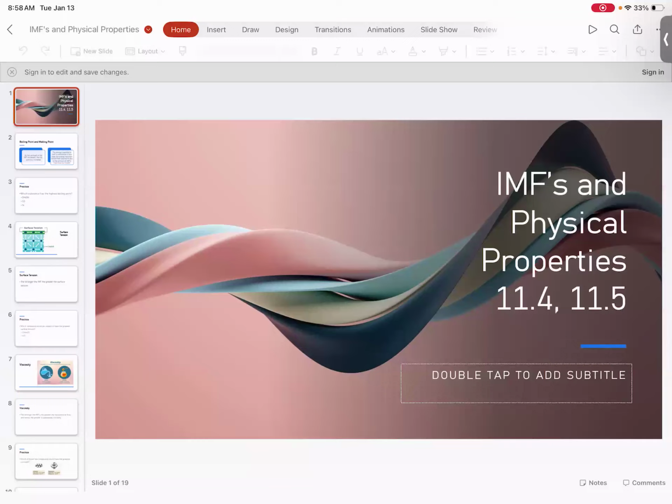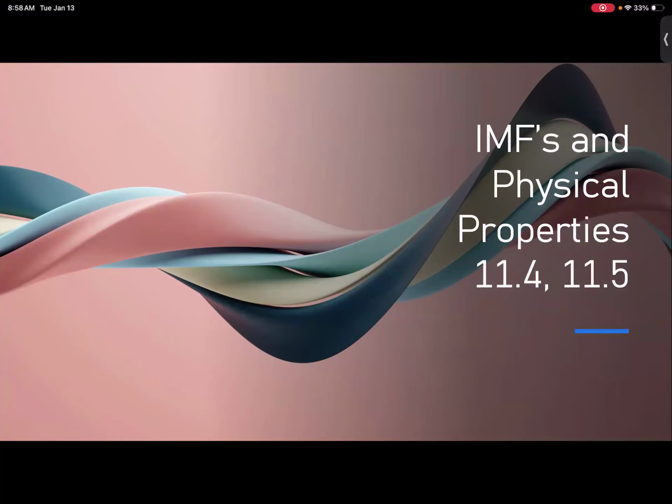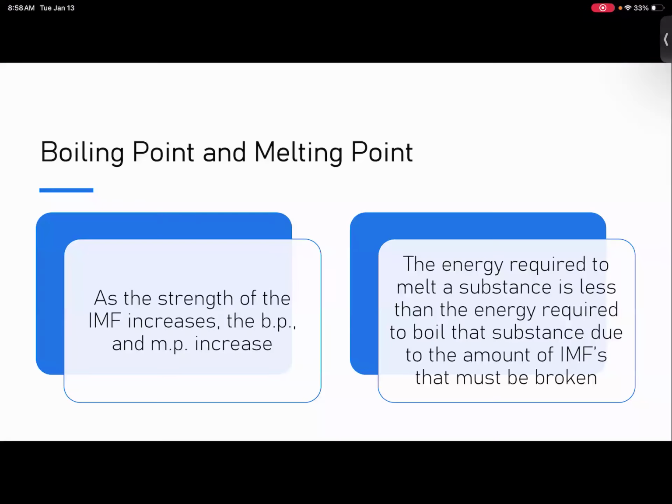Okay, so IMF, some physical properties. Today and Thursday, we're going to be talking about some of these physical properties. We've already talked about two of them to some degree, and that's boiling point and melting point. What we noticed is as the strength of the intermolecular force, that's what IMF is short for, increases, the boiling point and melting point increase.